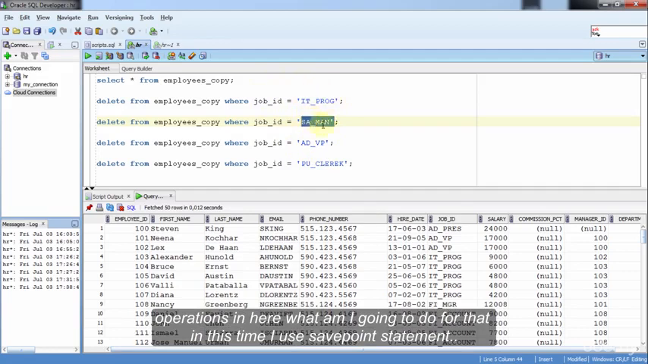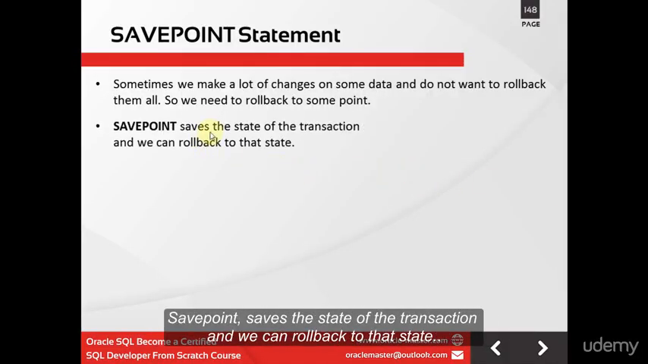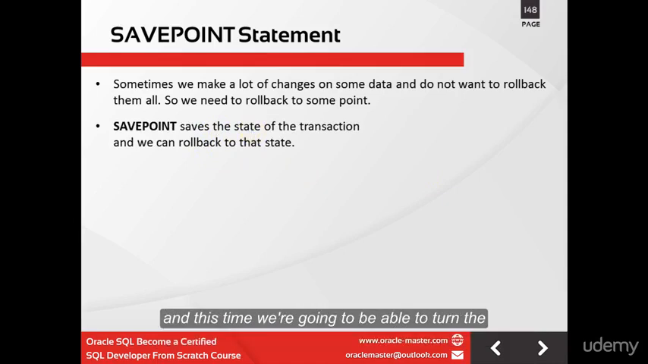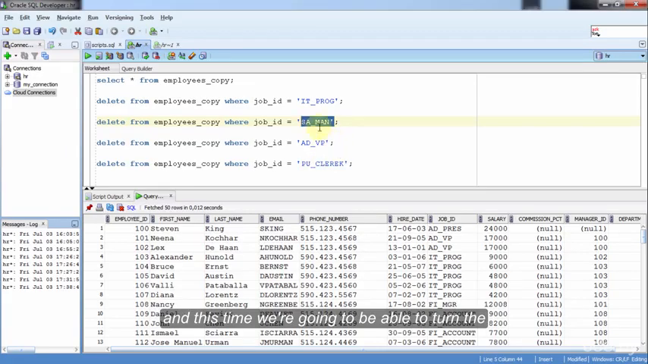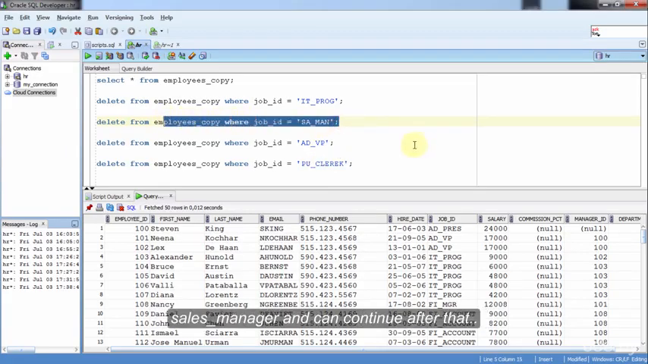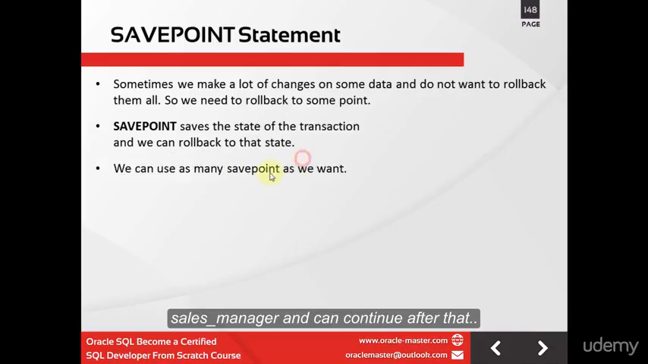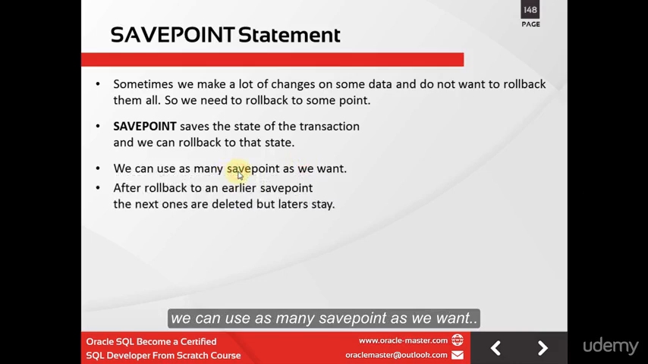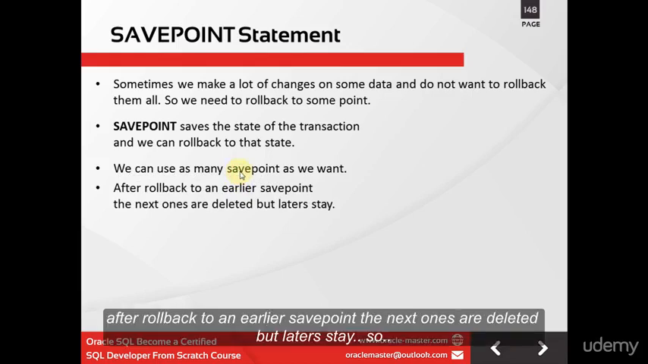What am I going to do for that? This time I use the SAVEPOINT statement. SAVEPOINT saves the state of the transaction and we can roll back to that state. And this time we are going to be able to undo the deletion of sales manager and can continue after that. We can use as many SAVEPOINTs as we want. After rollback to an earlier SAVEPOINT, the next ones are deleted but earlier ones stay.